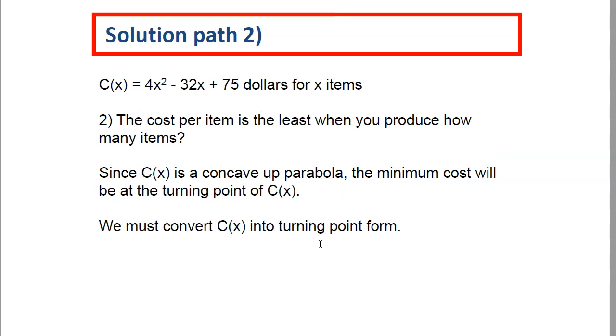The second question is, the cost per item is the least when you produce how many items? Since c of x is a concave up parabola because the leading coefficient 4 is positive, the minimum cost will be at the turning point of c of x. We must convert c of x into turning point form.